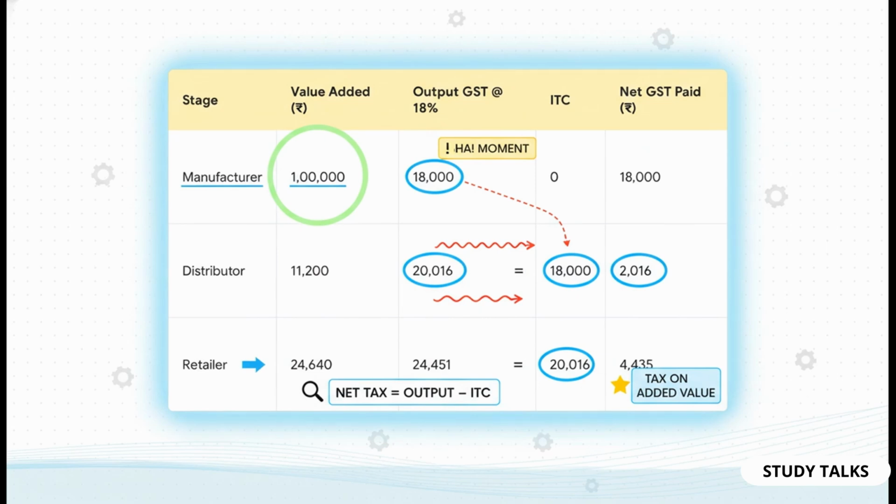Now, when the distributor buys those goods, that 18,000 rupees becomes their input tax credit. So when the distributor sells, their total tax bill is 20,016. But, and this is the game changer, they don't pay that whole amount. They get to subtract their 18,000 credit and only pay the difference, which is 2,016. The exact same thing happens again with the retailer. Do you see it? At every stage, the tax is only being paid on the value they added.